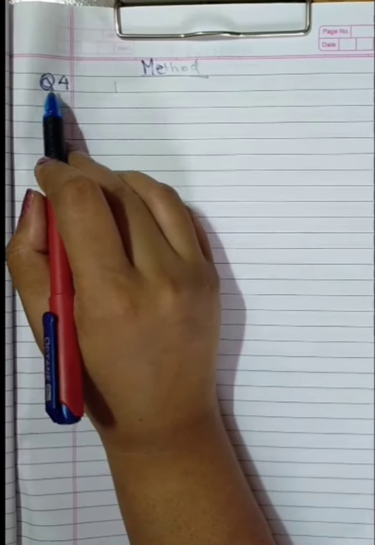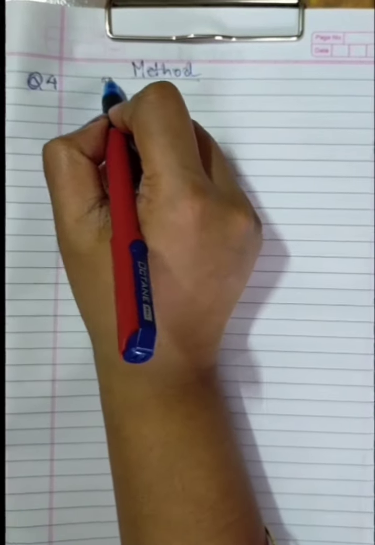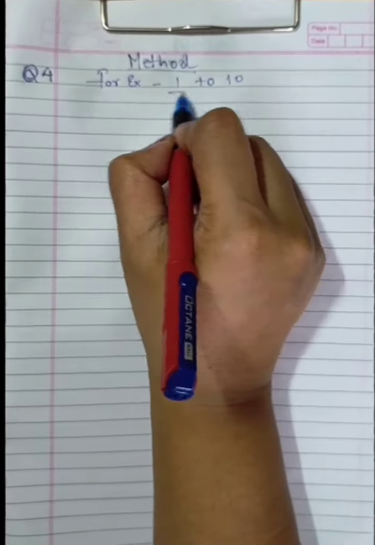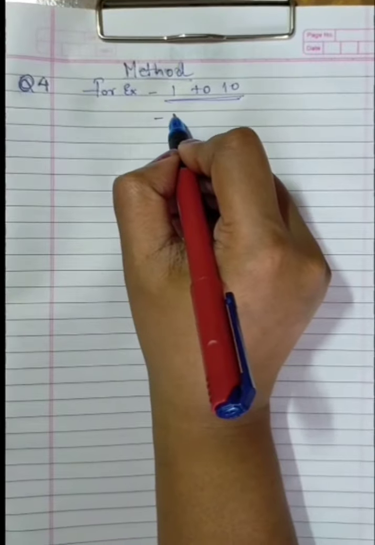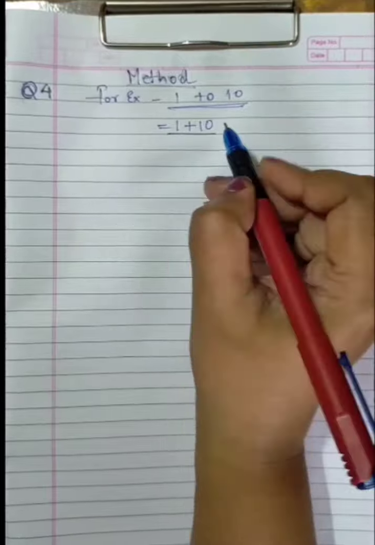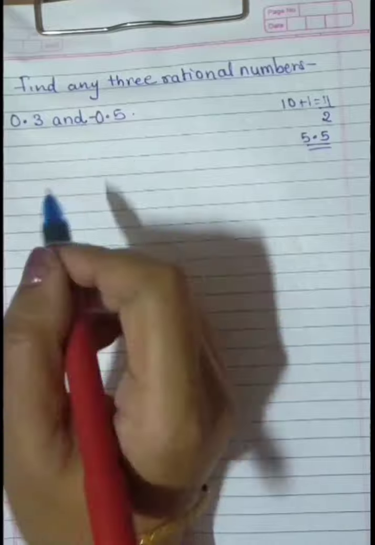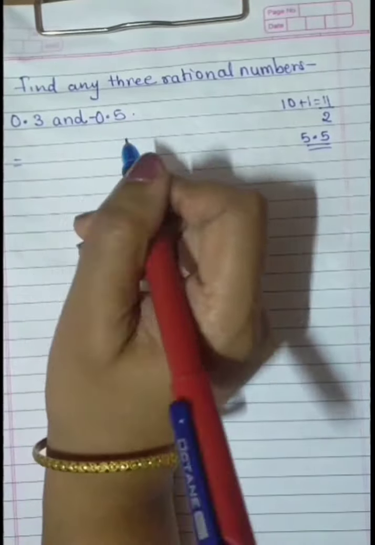Now next question, that is question number 4. Before starting question number 4, I am going to show you the method. For example, as you know, 1 to 10 numbers. If we want to find the number between them, we have to first add 1 plus 10 and divide by 2, then we will get 5.5. We get it by dividing both numbers by 2.